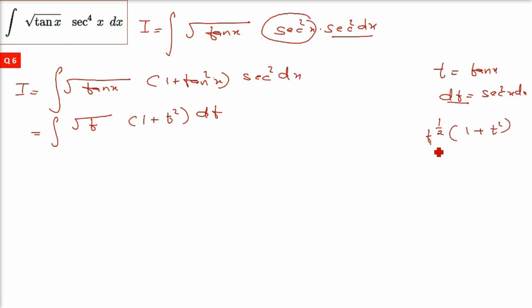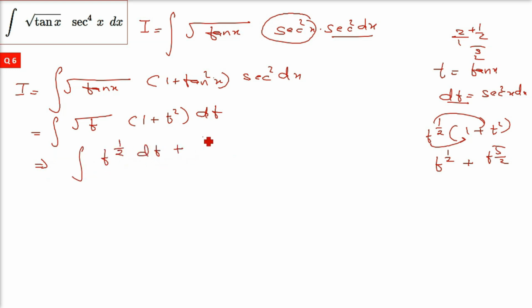When we multiply, the base is same, so the powers get added. So t raised half into 1 will be t raised half. T raised half into t raised 2: 2 plus half is 5 by 2, so t raised 5 by 2 it will be. So the integration is of two terms: integration of t raised half dt plus integration of t raised 5 by 2 dt.